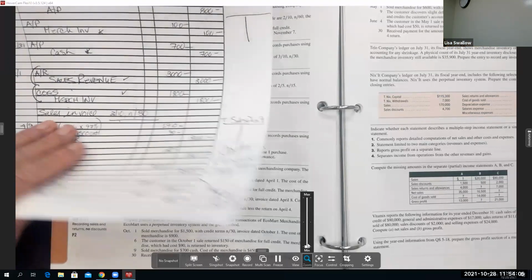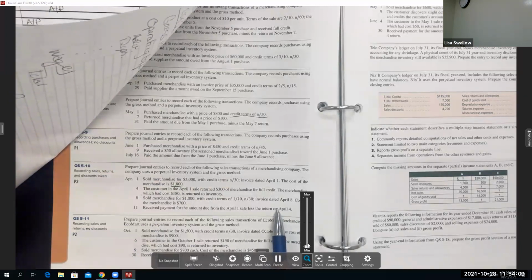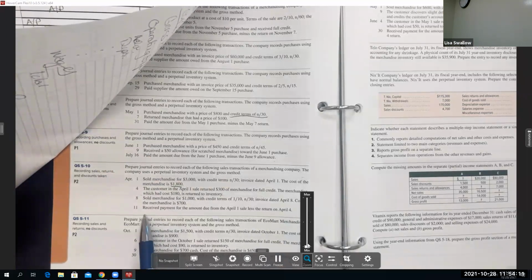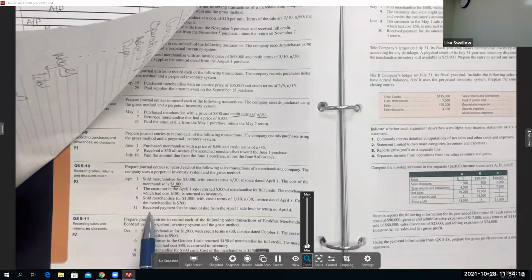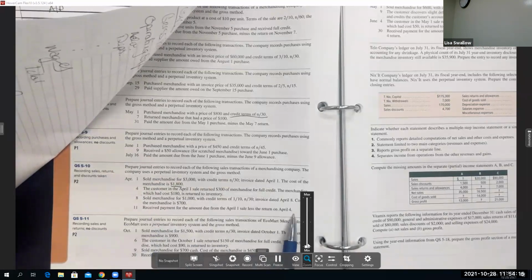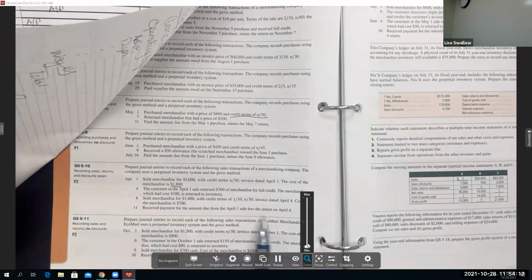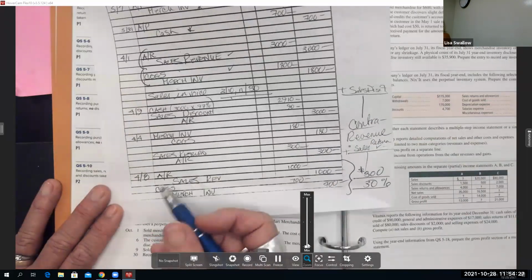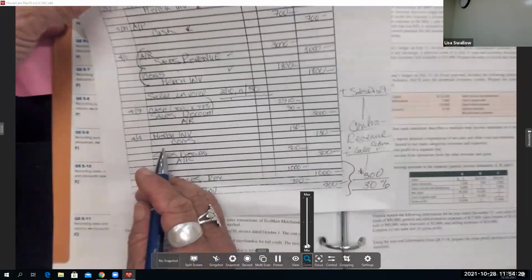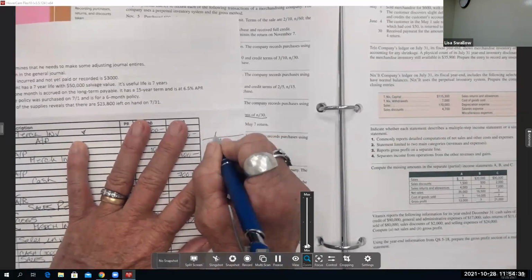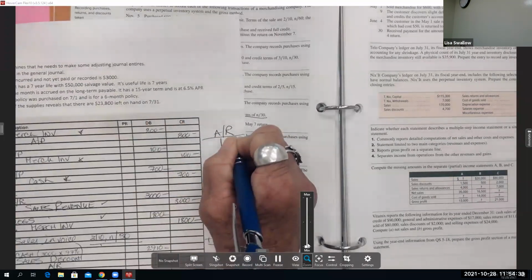Okay, last one. I received payment. Let's see, who haven't I picked on for a while? Jen, I received payment for the amount due from April 1st, less the return. So first off, which account am I going to look at to determine how much they owe me? Yes, so tell me what's in there.